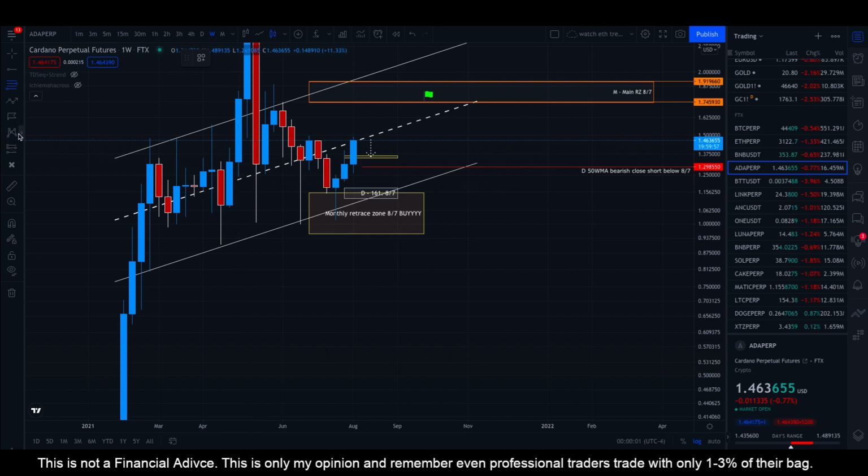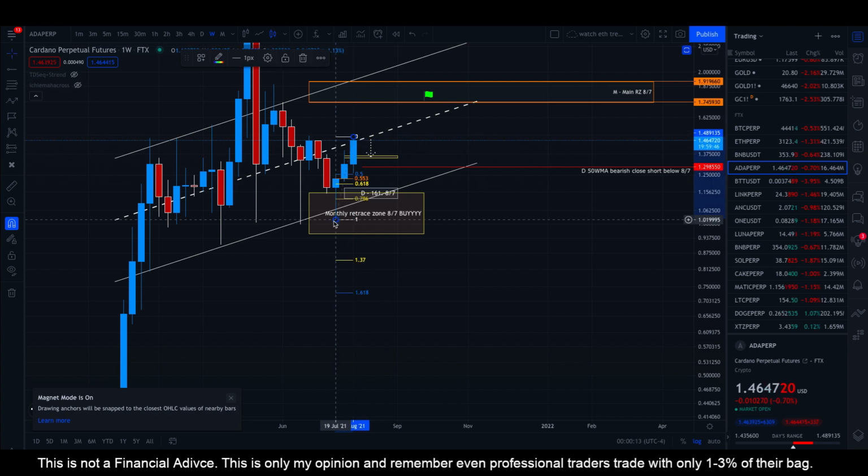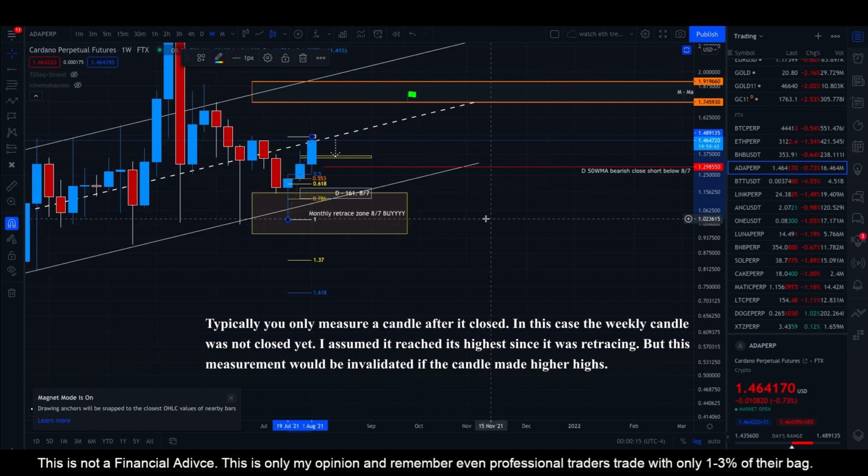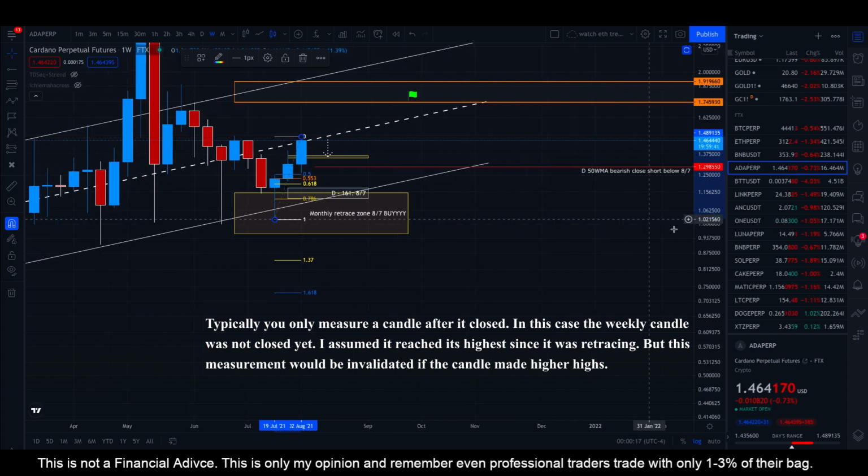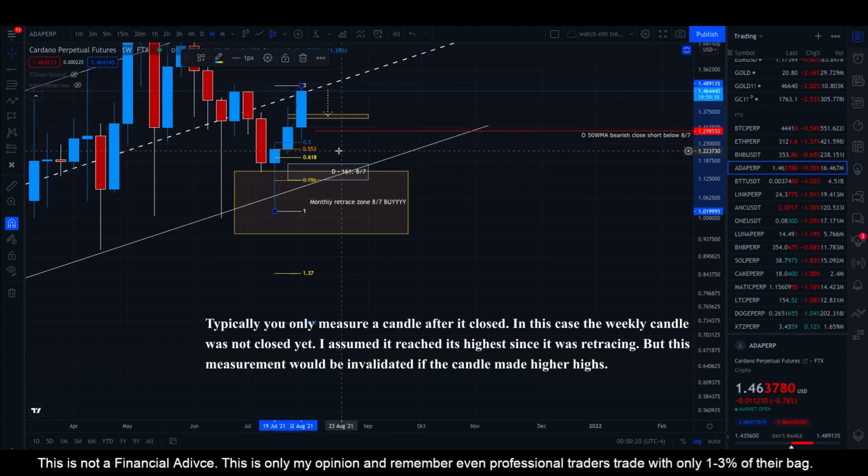So let's measure the Fibonacci level of this move here. You can see that this level right here can be a target. Okay. Let's just mark it.